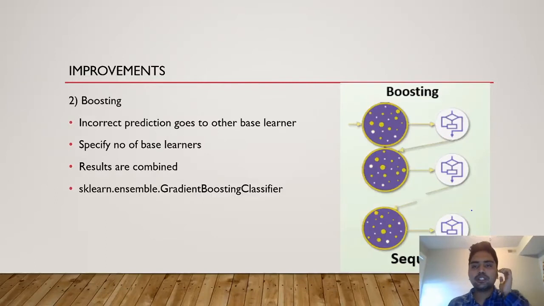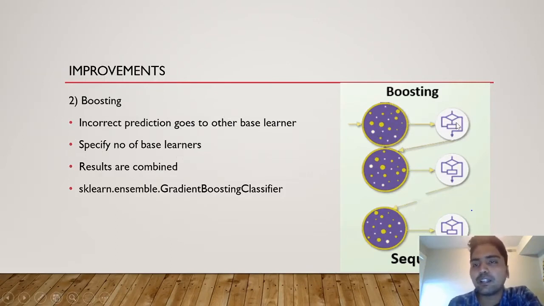So boosting is another method. In boosting, it's not parallel, it is sequential. First you will train one model, and then it will give you its predictions, and then you will find its incorrect instances, and you will add more weight to those incorrect instances, and then you give the data set to the next base learner. The learners here are called base learners.